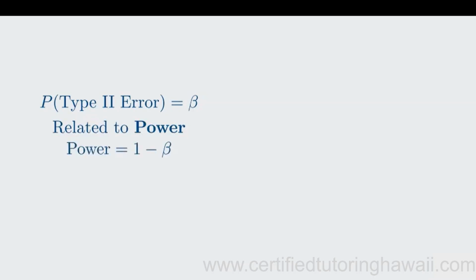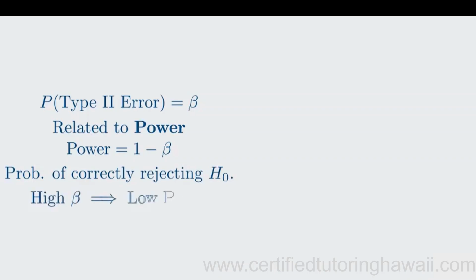We represent the probability of a Type 2 error with the Greek letter beta. Unlike alpha, we don't just set beta at the start of a test, but it is deeply related to the concept of power. Power is defined as 1 minus beta. Power is the probability that we correctly reject a false null hypothesis. If the drug works, power is the probability our test is strong enough to prove it. If we have a high Type 2 error rate, we have a low power test.